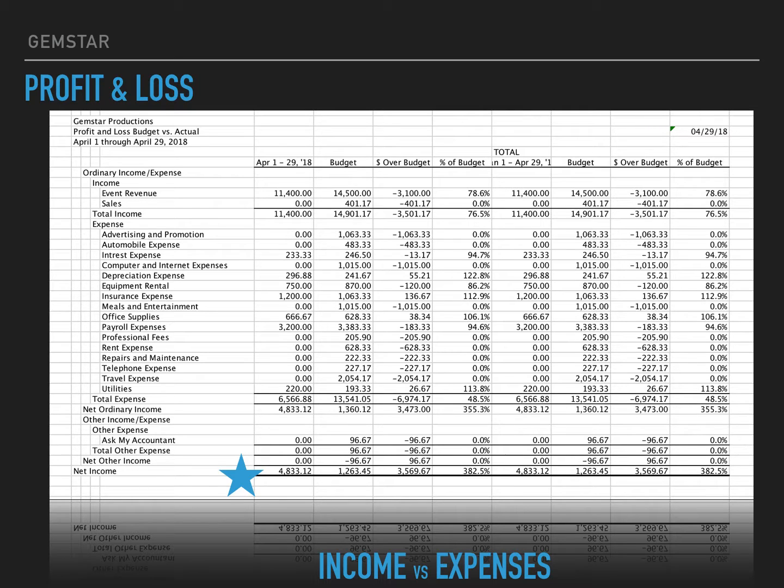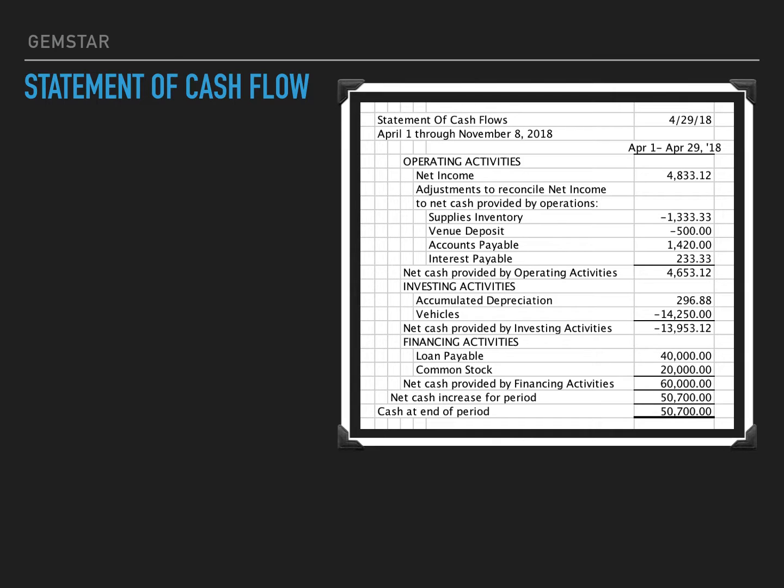The next report I'd like to speak to you about is our statement of cash flow. This has a couple of bullet points I'd like to explain, but it tells us how our cash is flowing in and out of the company. The first bullet point is operating activities. Operating activities is any money being spent in order for our company to operate. For example, all our supplies and our venue deposits for our products.